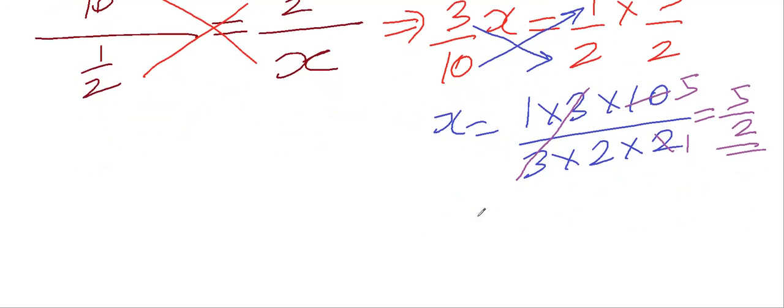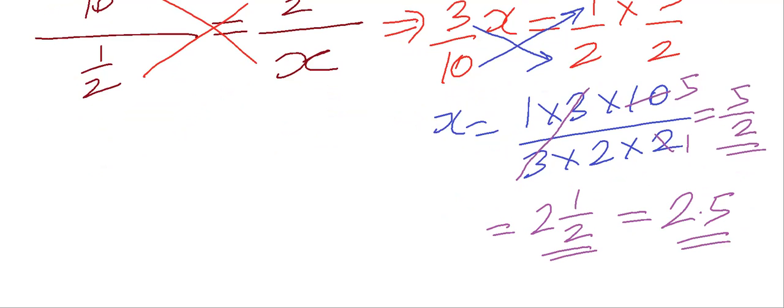If you want to give this in mixed fraction, then it will be 2 1 by 2. And if you want to give this in decimal, then it will be 2.5. This is the answer. Clear or not clear?